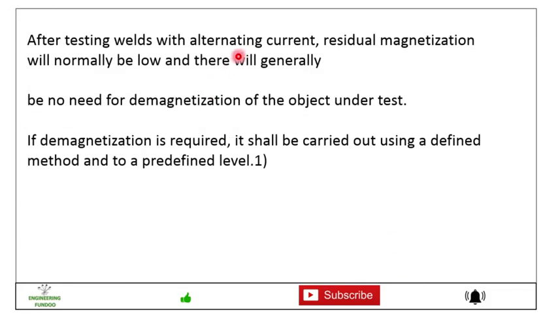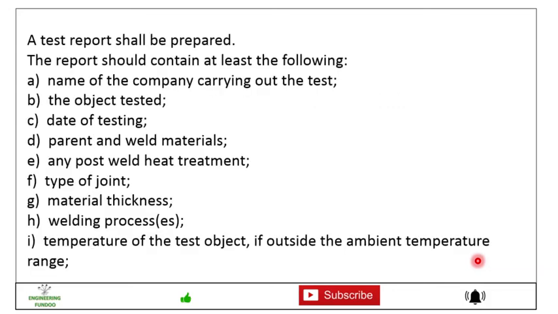And then after testing the welds with alternating current, residual magnetization will normally be low, or there will generally be no need for demagnetization of the object under test. Normally you need to do demagnetization after completing the magnetization test. If demagnetization is required, it shall be carried out using a defined method and predefined level. So friends, sometimes you need not do demagnetization, and sometimes you need demagnetization after completing the test, and that shall be carried out according to the predefined level.